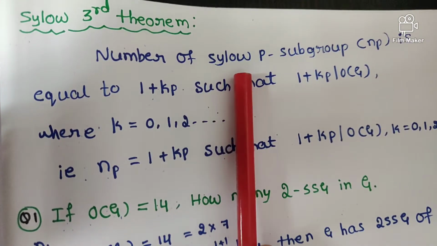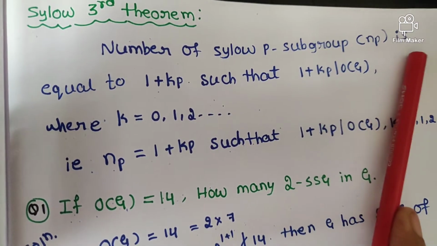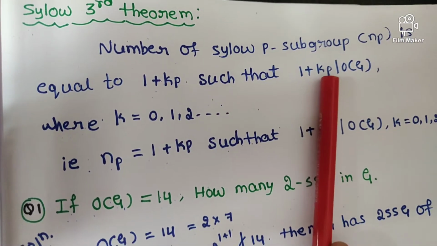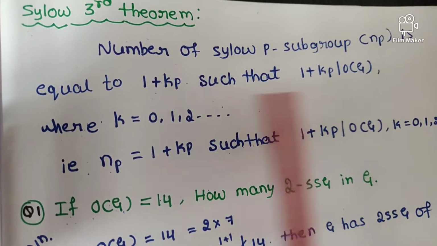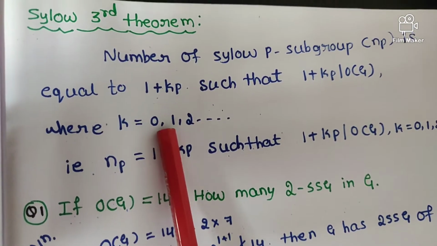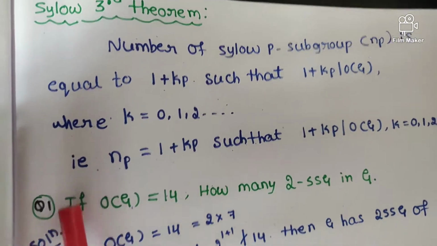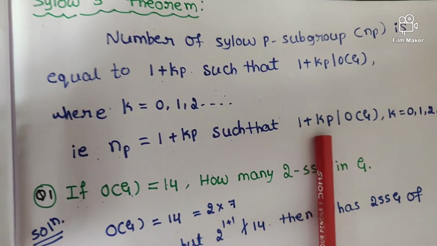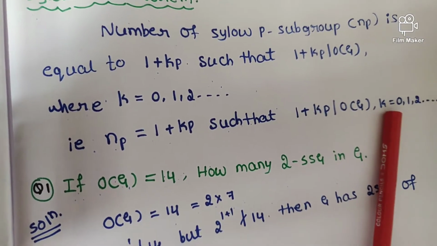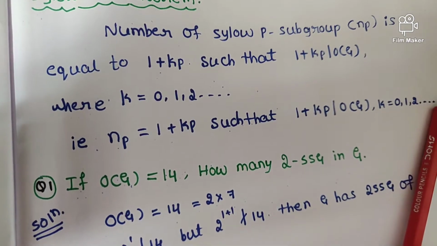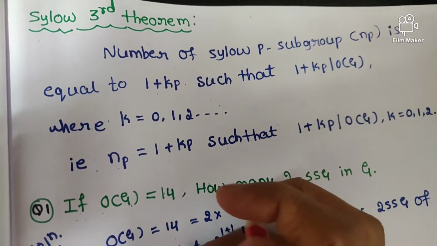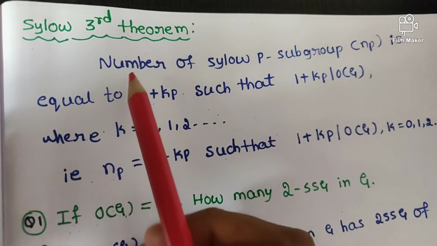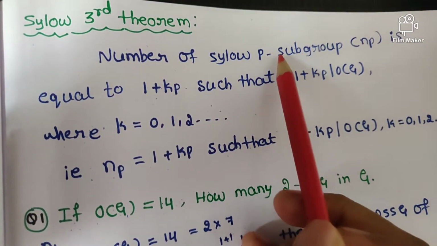The number of Sylow P subgroups is equal to 1 plus Kp, such that 1 plus Kp divides the order of G, where K is equal to 0, 1, 2, and so on, and P is a prime. So why do we have to use the Sylow's third theorem? For finding the number of Sylow P subgroups.